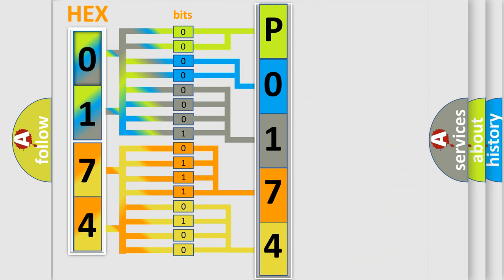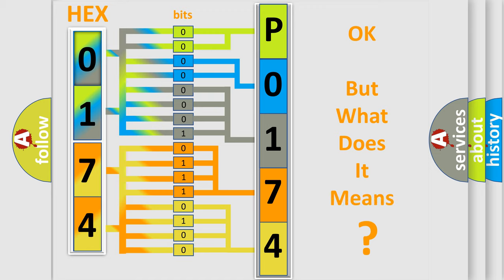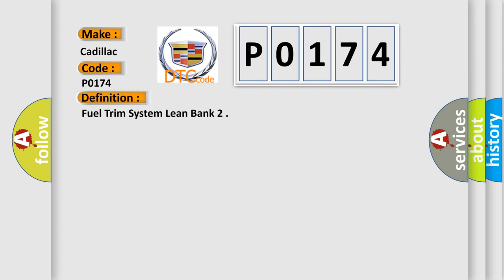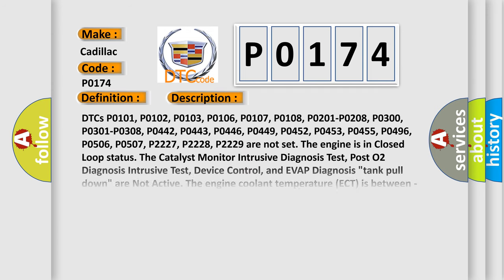We now know in what way the diagnostic tool translates the received information into a more comprehensible format. The number itself does not make sense to us if we cannot assign information to what it actually expresses. So, what does the Diagnostic Trouble Code P0174 interpret specifically for Cadillac? The basic definition is fuel trim system lean bank. And now this is a short description of this DTC code.